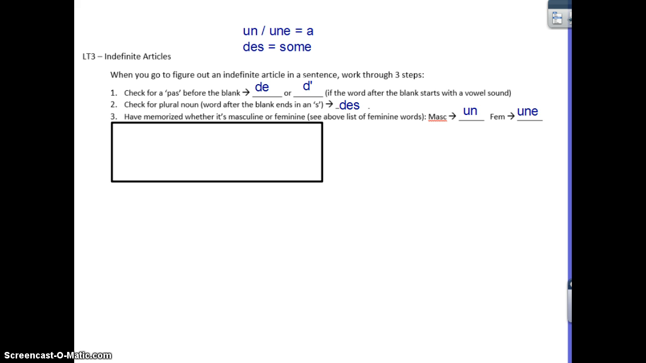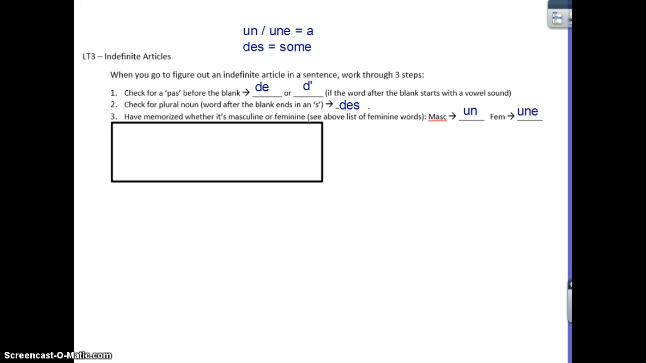So what I wanted everybody to know when it comes to this section is if you're trying to figure out what word to fill in on a line for a blank, it's really great to memorize your articles as you go. So when you first learn the words, memorize them with their un or their une with them. But then beyond that, whenever you actually need to figure out which word goes into a sentence, there's actually a 3-step process I want you to use.